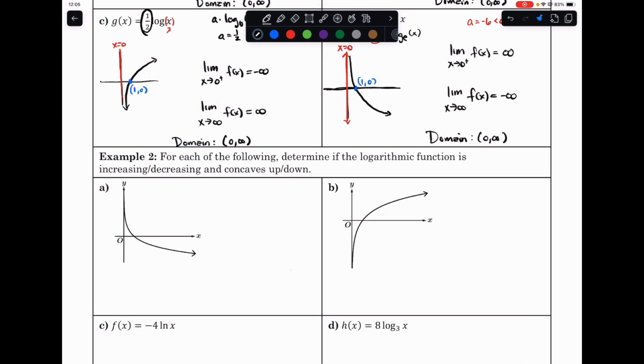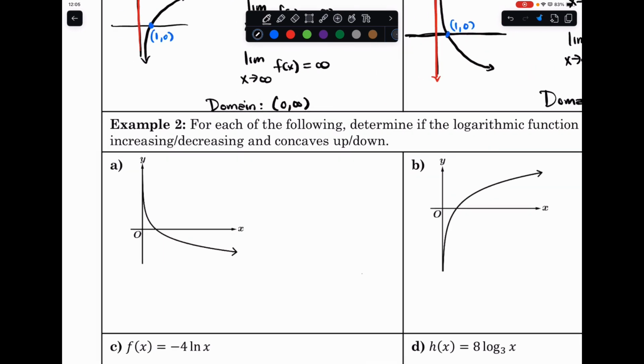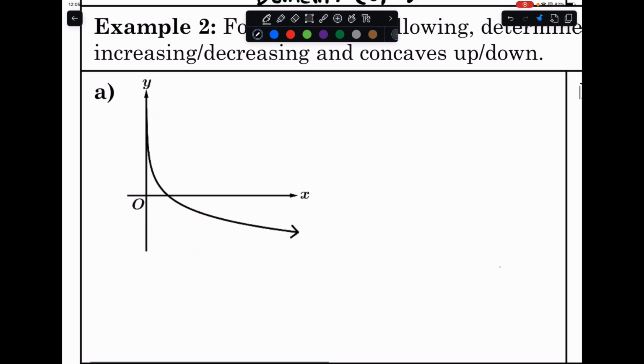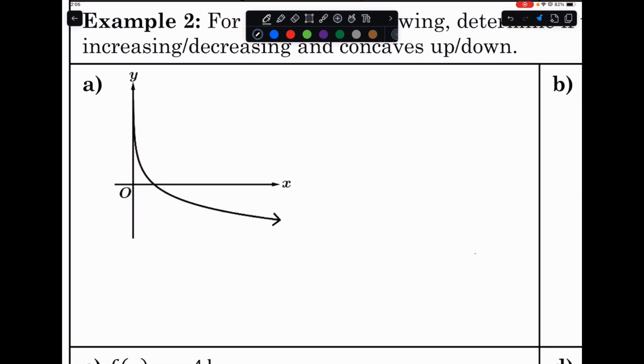Okay, let's talk about now example 2 and identifying if the function is increasing or decreasing and the concavity. So we'll begin with example A. For this function, the general form, a times log base b of x, will decrease if the value of a is a negative number. Well, how can we tell that this function is decreasing? By looking at it, we can obviously see that this is going downwards from left to right.